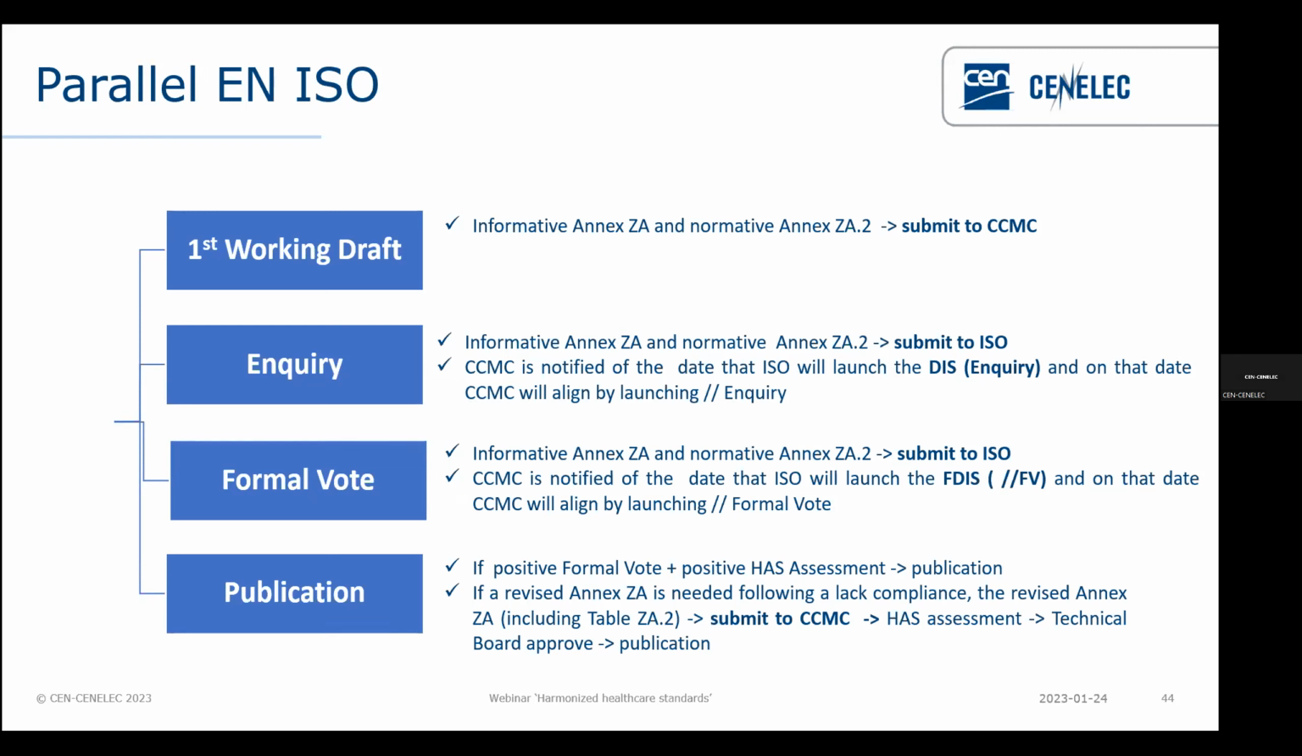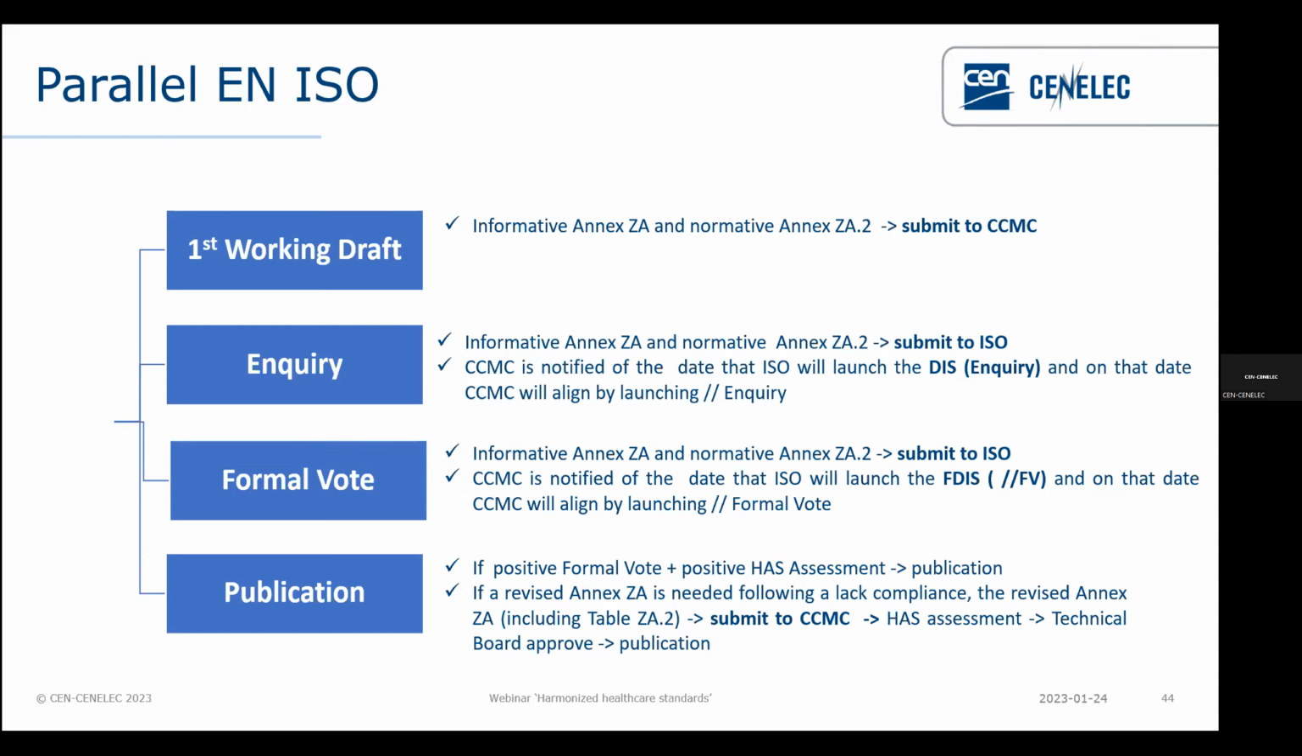At inquiry and at formal vote, you are to submit this document directly to ISO by uploading it on the ISO submission interface. ISO would then circulate, at the parallel inquiry and the parallel formal vote, the draft ISO text and the annexes which you have submitted to them.